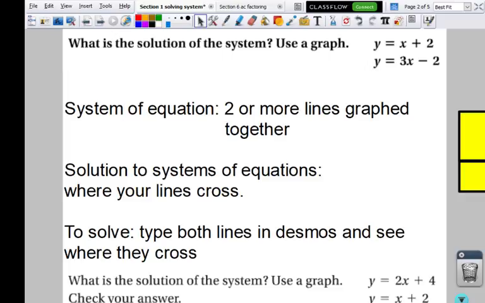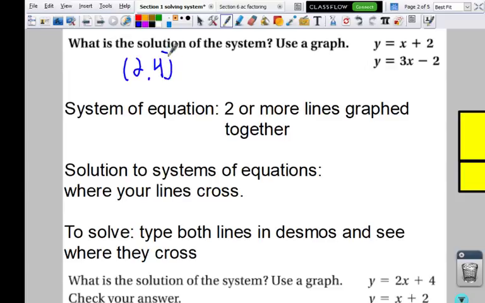See this little dot right here? We can click on that and it'll tell us where our lines cross. Our solution is at 2, 4. So whenever we say a solution, for like 90% of the time, we're going to do an x, y. So this is x is 2, y is 4. So 1, 2, 1, 2, 3, 4. So my solution to the system of equations is at 2, 4.